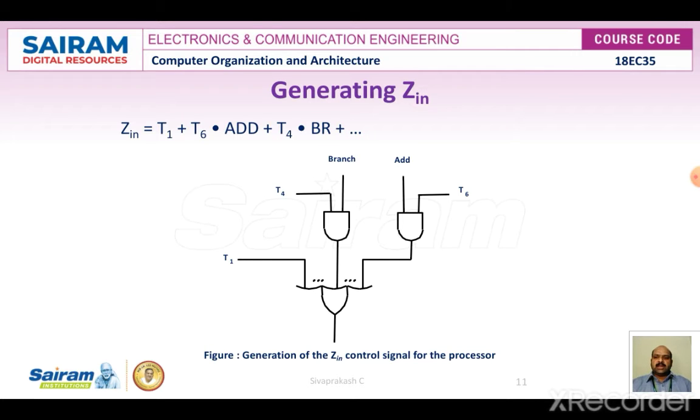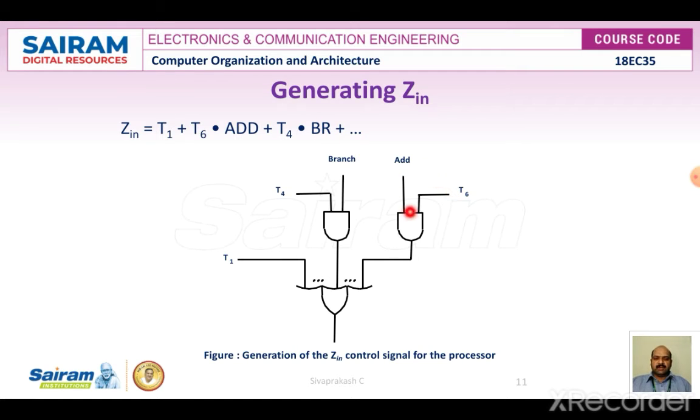Here the input signals to the encoder block are combined to generate the individual control signals: Y-in, PC out, add, end, and so on. An example of how the encoder generates the Z-in control signal for the processor organization has been explained here. The circuit is implemented with AND gates and OR gates. Let's consider this input: T6 times add is for the add instruction, and T4 times branch is for the branch instruction.